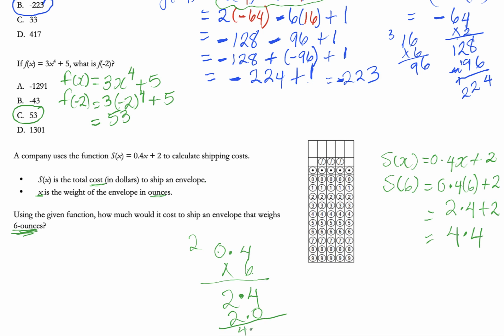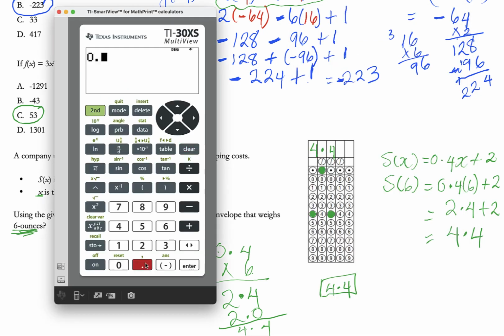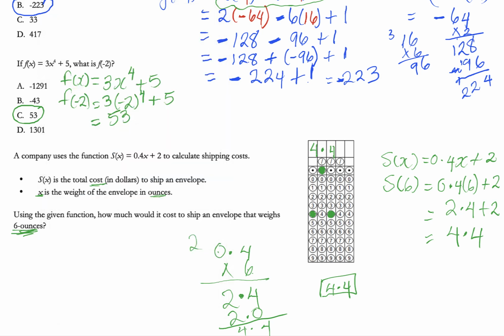You have to be able to manipulate your numbers. And again, remember to just write it in. And then you just bubble 4.4. If you're on the computer-based test, there'll be a box and you would just type in 4.4. If you are using the calculator, 0.4, get your parentheses, insert 6, add 2, enter, and there's your 4.4.